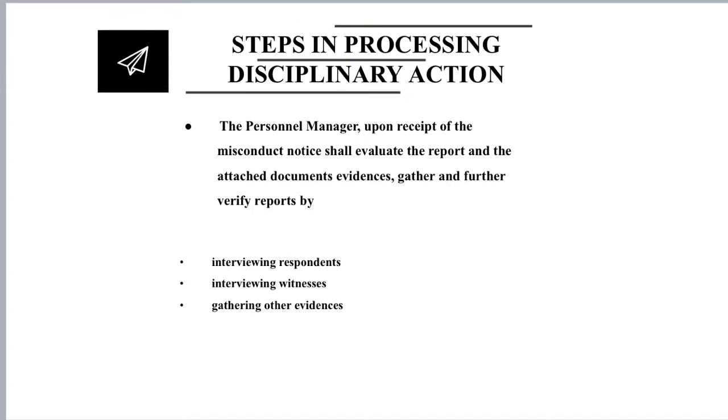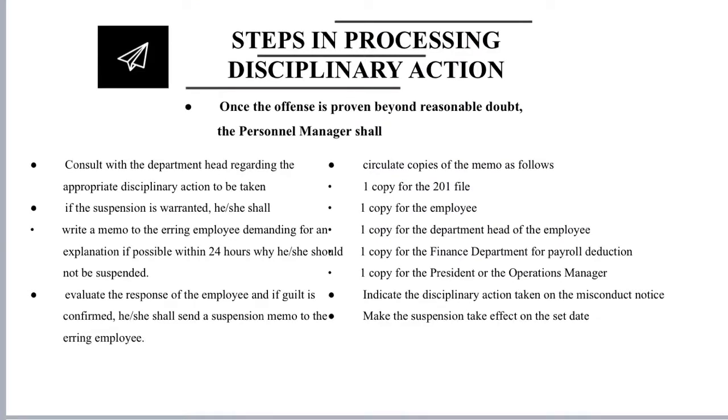Next, the personnel manager, upon receipt of the misconduct notice, shall evaluate the report and the attached documents and evidence gathered, and further verify reports by interviewing respondents, interviewing witnesses, and gathering other evidence. Next, once the offense is proven beyond reasonable doubt, the personnel manager shall first consult with the department head regarding the appropriate disciplinary action to be taken. Next, if suspension is warranted, he or she shall write a memo to the erring employee demanding an explanation, if possible within 24 hours, why he or she should not be suspended. Evaluate the response of the employee, and if guilt is confirmed, he or she shall send a suspension memo to the erring employee.